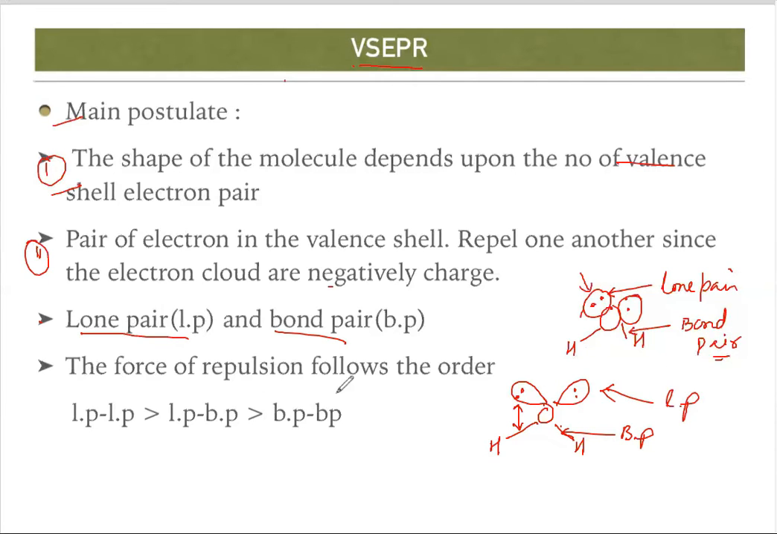The force of repulsion follows an order. What is the meaning? See, this is a lone pair, and this is also a lone pair. The repulsion in this region will be more compared to the repulsion in this region, and compared to the repulsion in these two regions. So what is the repulsion order? Lone pair-lone pair repulsion is more than lone pair-bond pair, then bond pair-bond pair. I hope this concept is clear to you.